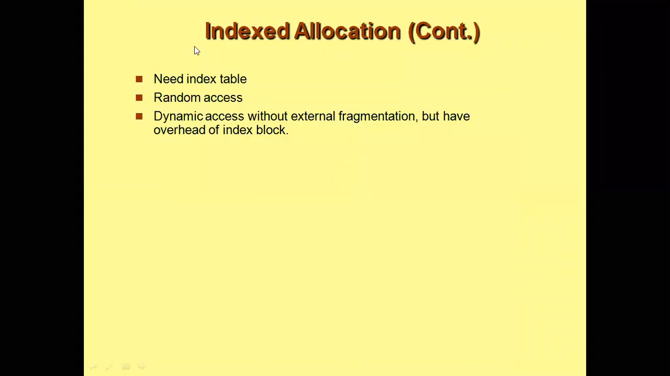Let us see the advantages and disadvantages. You need only one block, called the index block, which contains pointers to all other blocks. And in random access, both sequential as well as direct access, you can go directly to a particular block because there are no linked pointers in each and every block. In one particular index block itself, you have pointers to any particular block. So you can directly jump to any particular block.